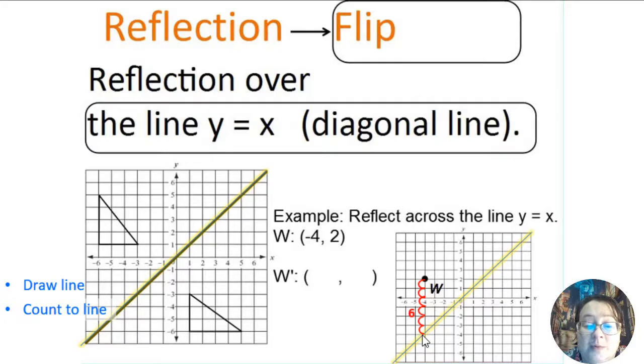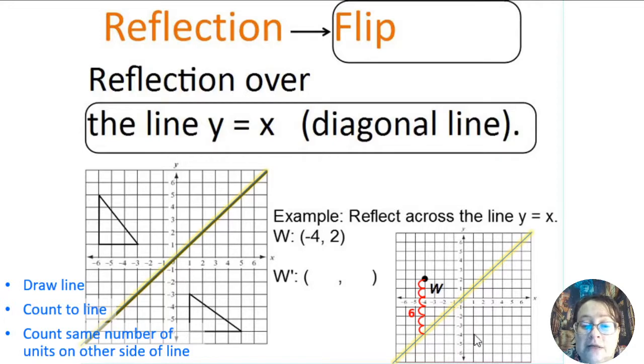Okay, so here's where we change it up just a little bit. We count the same number of units on the other side, but I can't count straight down. I have to change direction here. So I went down, so this time I'm going to go right. And if I counted right first, I would have gone down then. So we change direction, and then we count again. 1, 2, 3, 4, 5, 6. And that's where I put my point, W prime, which is at 2, -4.